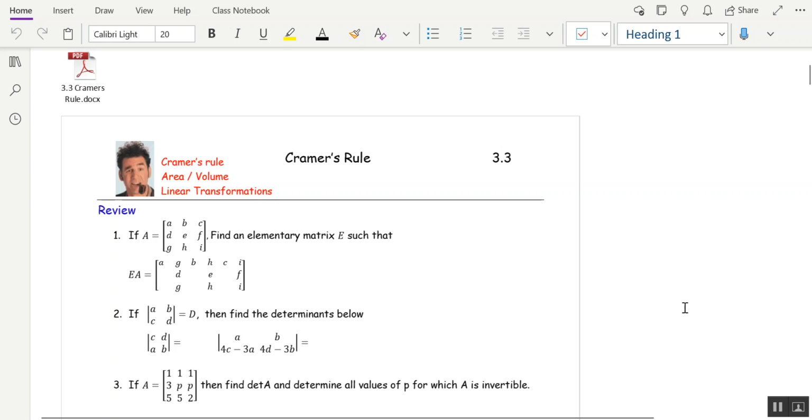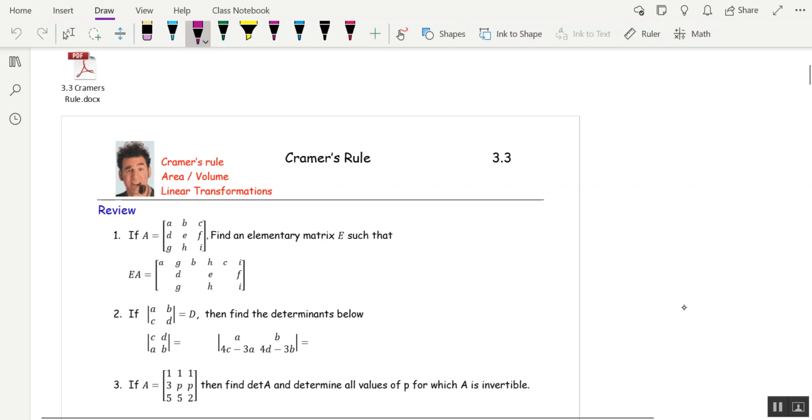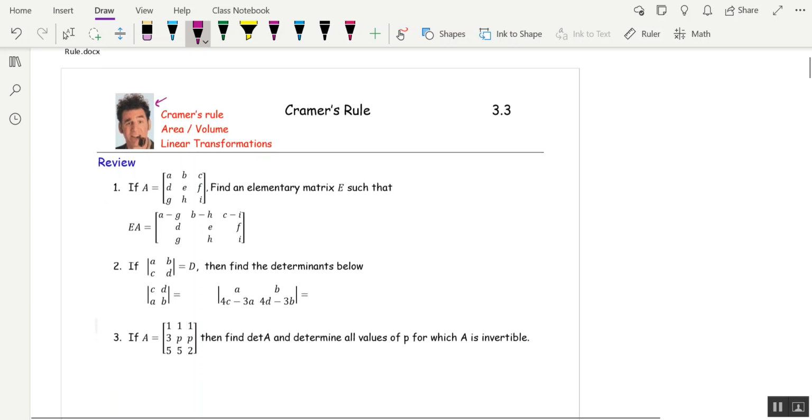Welcome to Cramer's rule. This is my favorite Cramer right here, but this is not the Cramer that the eponymous theorem is named after. The Cramer we're talking about was a Swiss mathematician, lived in the 1700s, highly regarded. So before we do Cramer's rule, let's just spend a page reviewing.